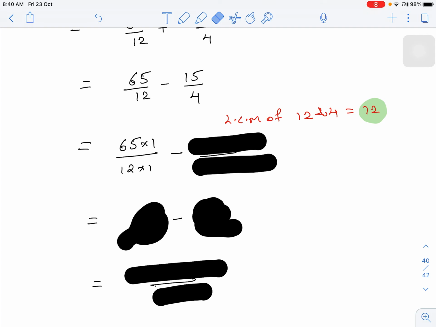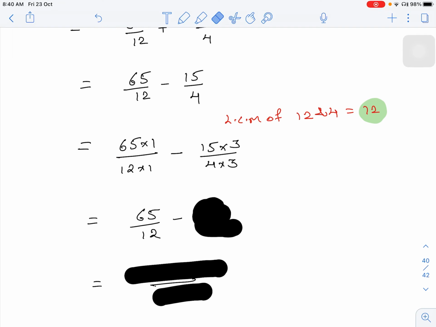Now here in this number the denominator is 4, so we have to multiply it by 3 to make it 12. The numerator and denominator both will be multiplied by 3. Okay. Now in the next step we'll multiply it. So what we are getting now: 65 ones are 65 and 12 ones are 12.